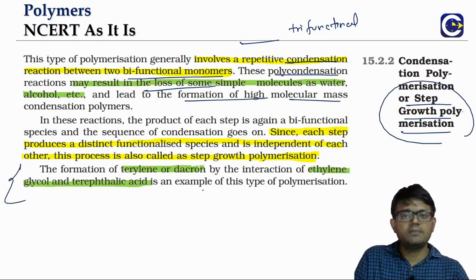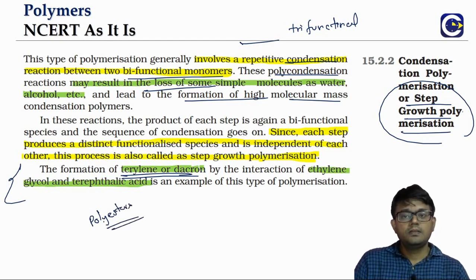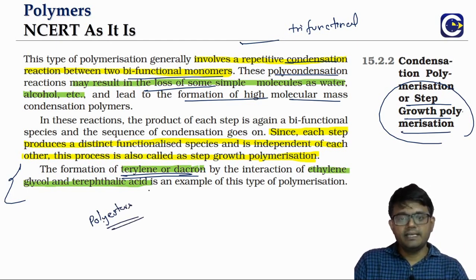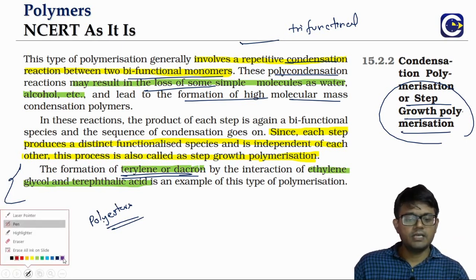The example that we will start with is the formation of terylene or dacron. It belongs to a class of polymers that we call polyesters. So nylons belong to the polyamides category, and terylene belongs to polyesters. So let us see how the terylene formation actually happens.